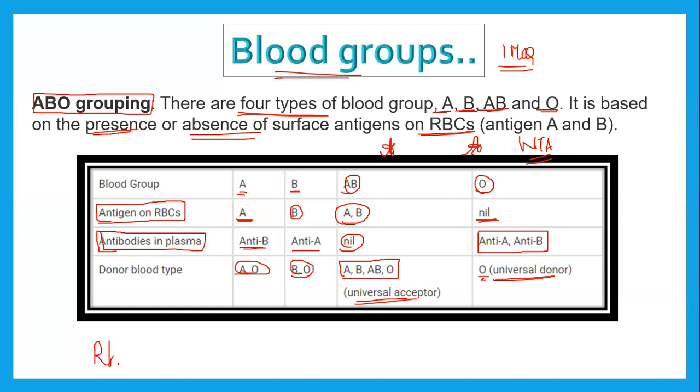Then you have the RH blood grouping, RH positive and RH negative. RH positive means those RBC which have an RH antigen present are referred to as RH positive, and those without it are RH negative. That is why we tell B positive, B negative, O positive, O negative, A positive, A negative, AB positive, AB negative. Those negative and positive are based on the presence and absence of this surface antigen, the RH antigen.